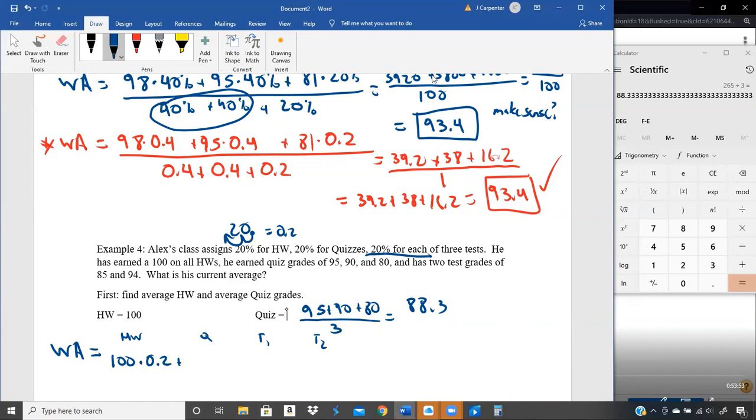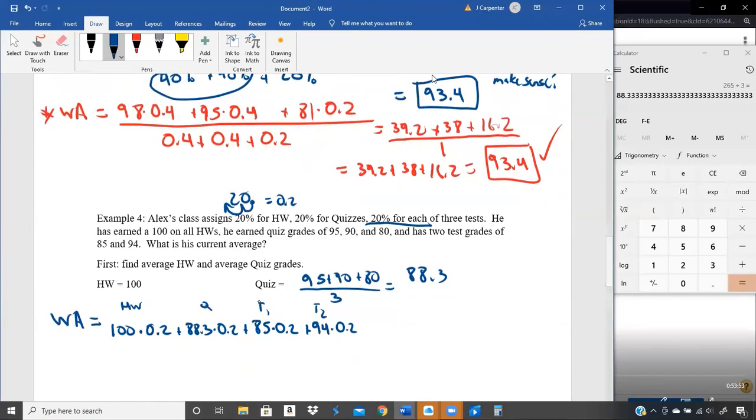So then plus our quizzes, we said our quiz average was an 88.3 times its 0.2 for its weight. Plus test 1, we earned an 85 times its weight of 20%. Plus test 2, which we earned a 94 times its weight of, you guessed it, 20%. So there's what we call the sum product: data times weight plus data times weight plus data times weight plus data times weight, divided by the sum of the weights, which are literally called the weights for the class, all the 20%.